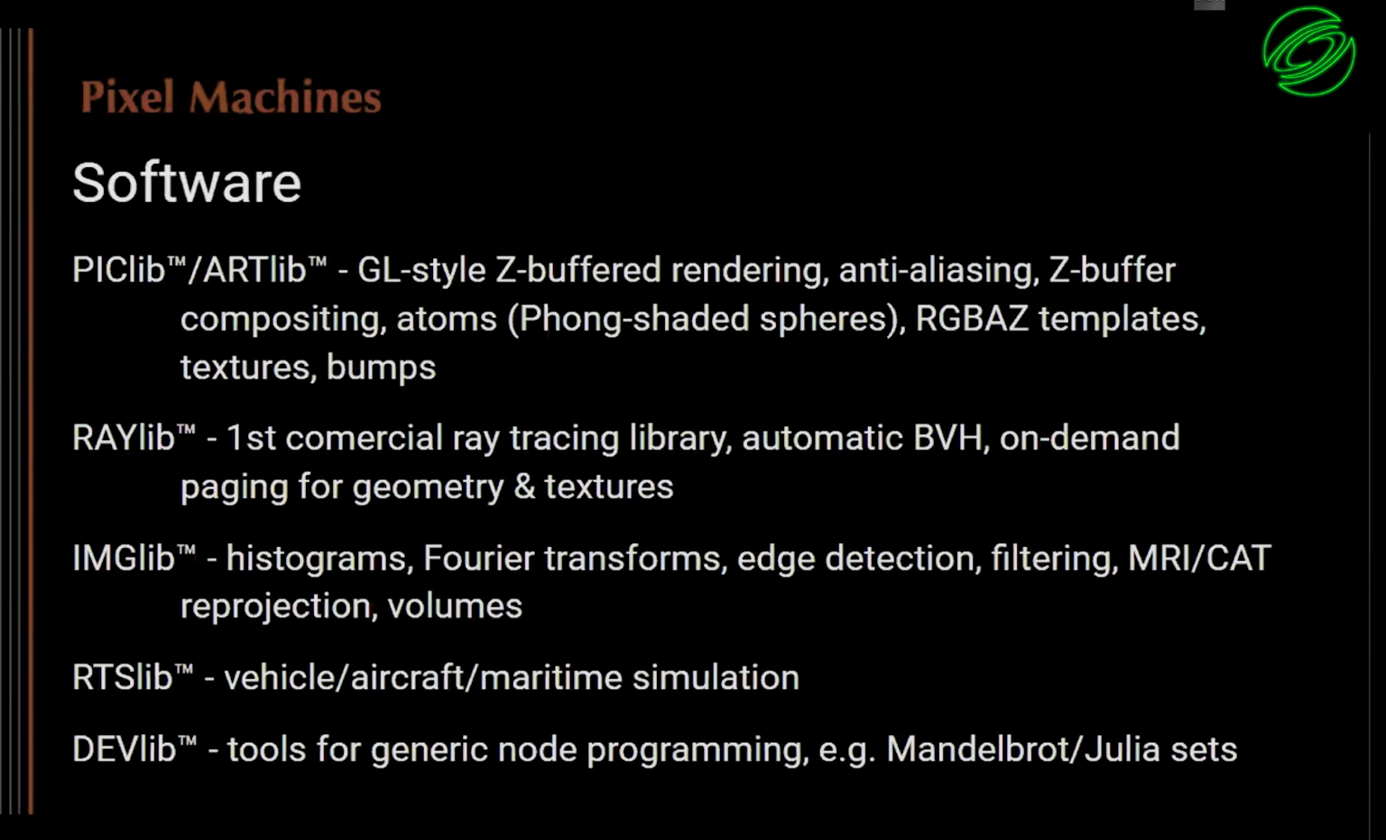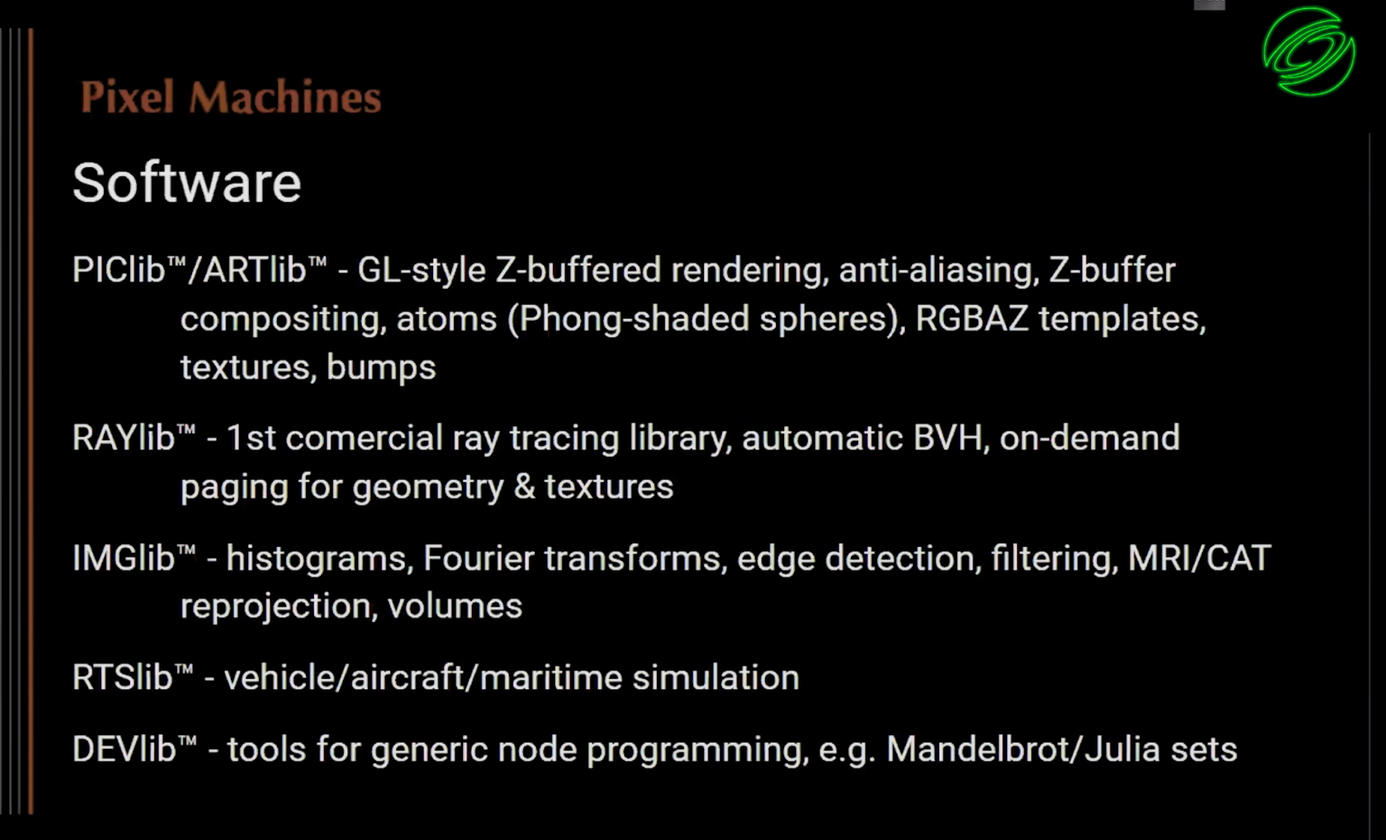We did RGBA Z templates, which were essentially pre-rendered geometry that you could then stamp around a scene. A lot of times people would use that in simulation, like if you were doing military simulation or a flight simulator, they'd have these stamps of trees that you could pop around. We had the very first commercial ray tracing library, where up until that point, anybody that wrote a ray tracer basically wrote their own ray tracer.